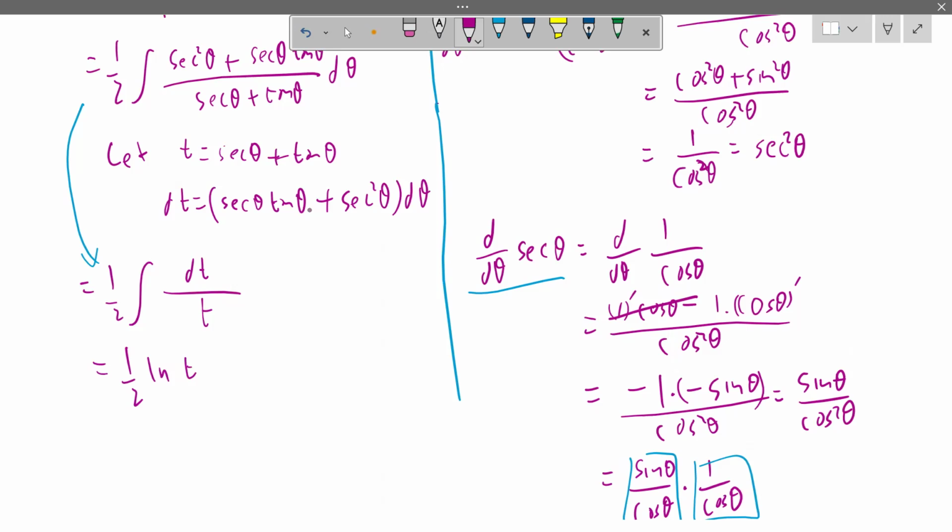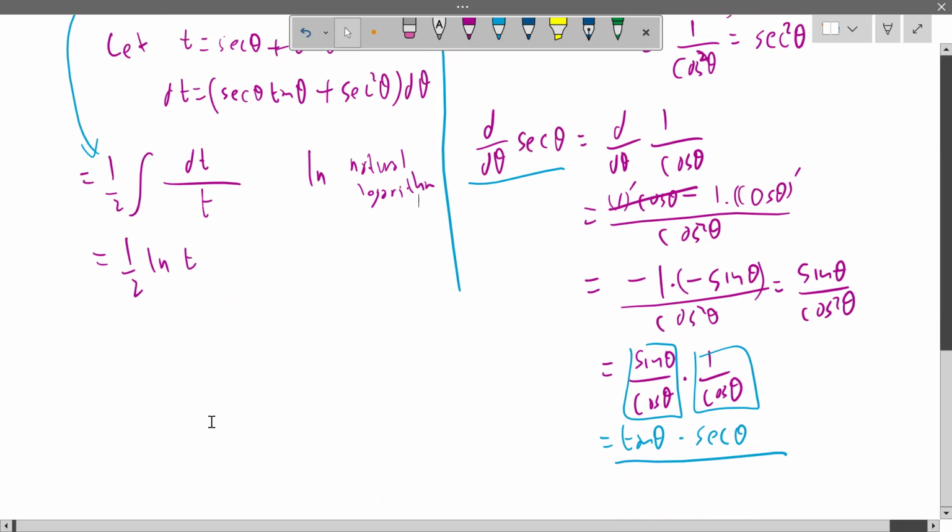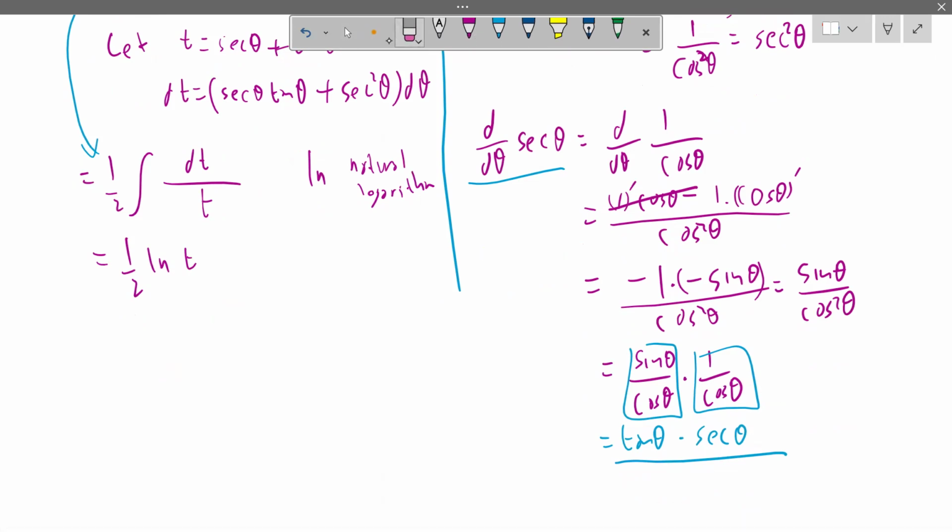I know I used to write natural logarithms as log, but this is just reflex. So ln is also a natural logarithm, in case you usually use log without any base. Just to be consistent with previous videos, let's go on to write it as log t. So the result is the log of the absolute value of t.